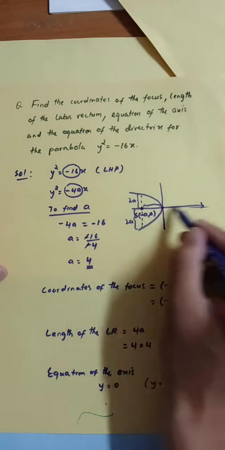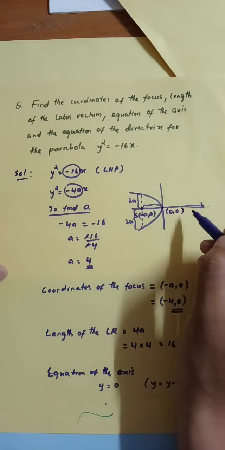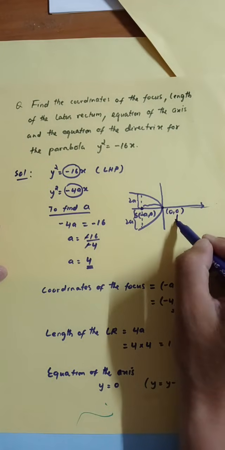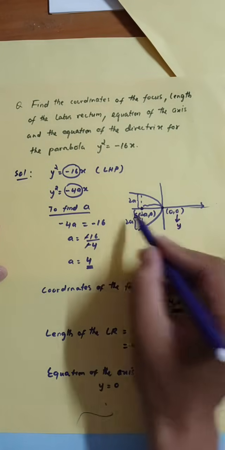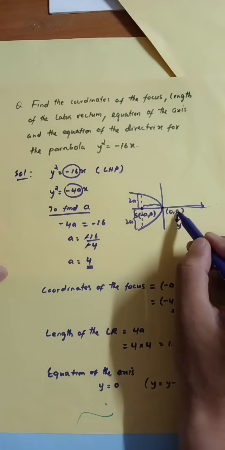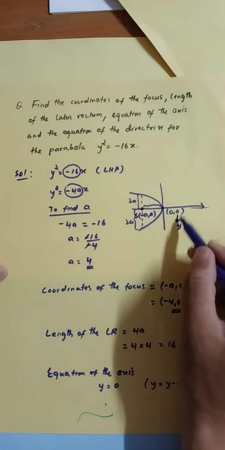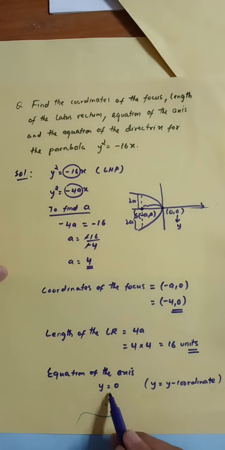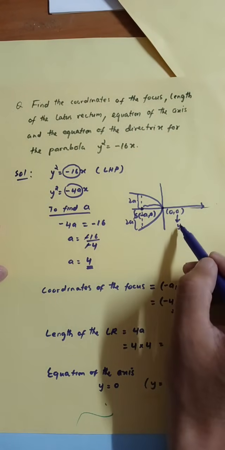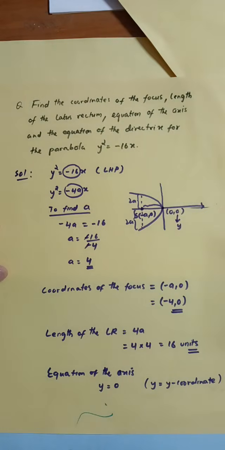Since this line is passing through the origin, whose coordinates are 0 and 0, I know that the y coordinate through which this line passes is 0. That is why we have y equal to 0. If you have 2, then you have to write it as y equal to 2.